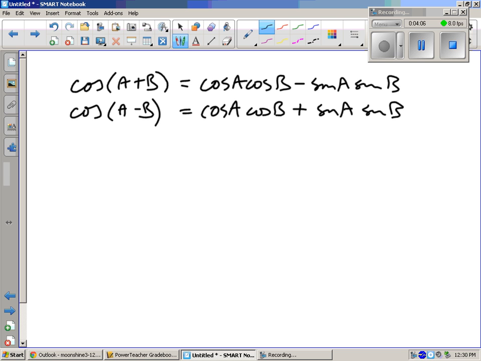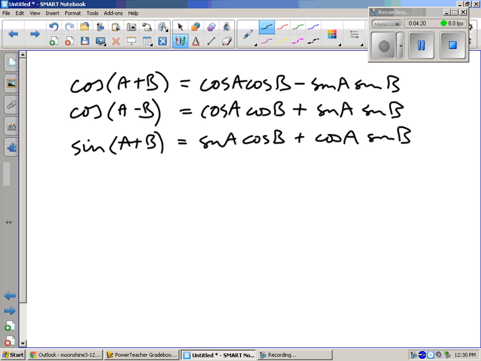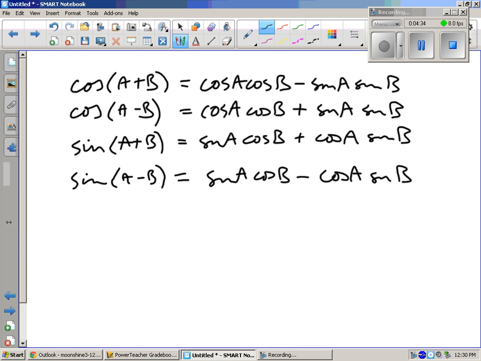All right, now we did the two cosines. Now we'll do the same with sine. So I have sine of A plus B. These are a little different. So sine A cosine B plus cosine A sine B. And the last one, sine of A minus B. So we have sine of A cosine of B minus cosine A sine B.